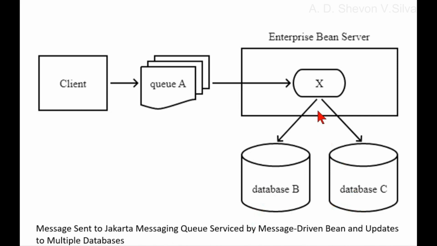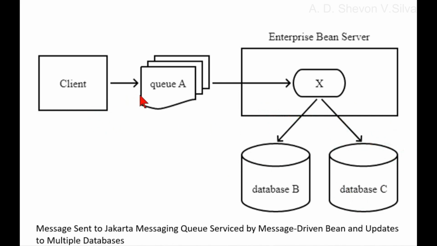The enterprise bean server ensures that the dequeuing of the Jakarta messaging message and its receipt by bean X, and the updates to databases B and C, are either all committed or rolled back.